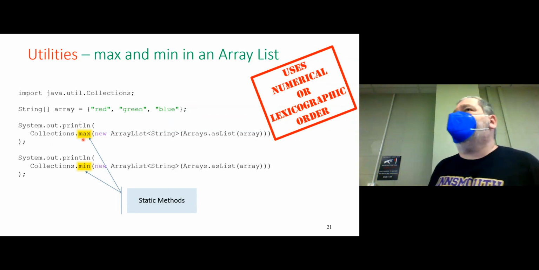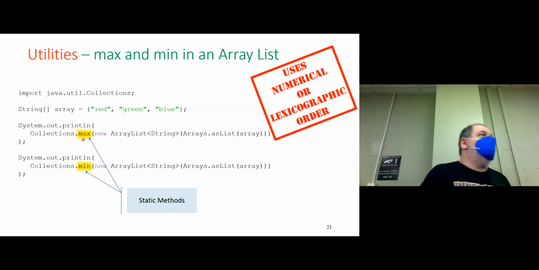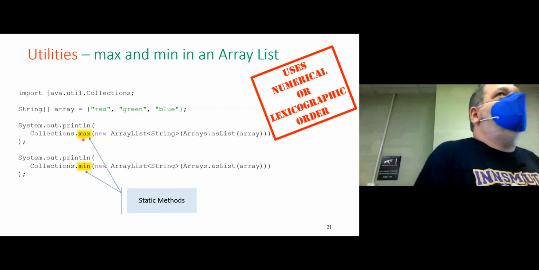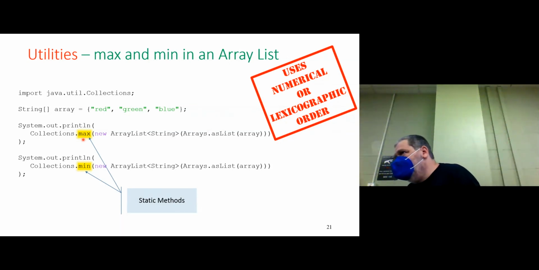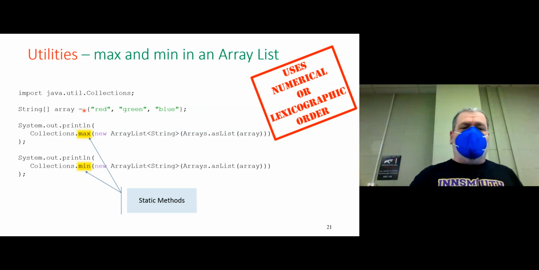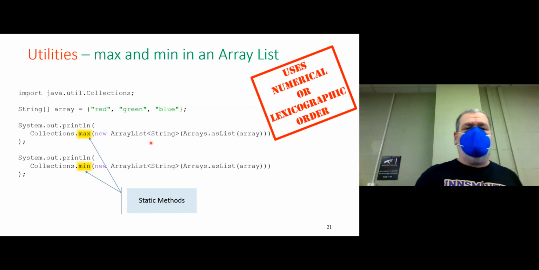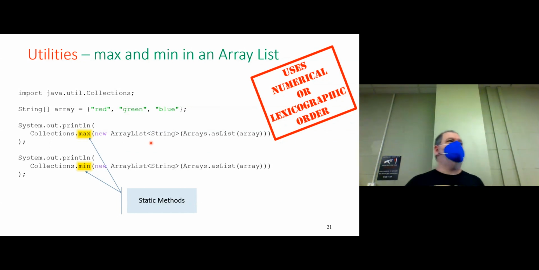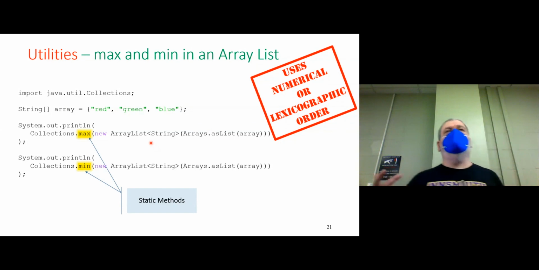So if I want to find the max of a value inside of an array, I can call Collections.max, except that I cannot pass to Collections.max a regular Java array. I have to pass an array list. So this is why here I have a regular array with red, green, and blue, and then I convert it on the fly into an array list, pass that array list to Collections.max, and Collections.max is going to return to us what is the maximum value in that array. So it's going to return red, green, or blue.